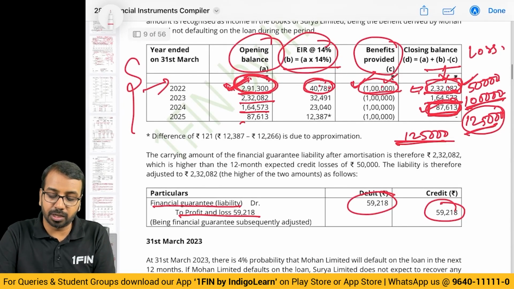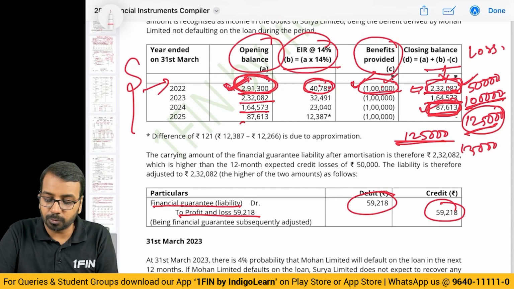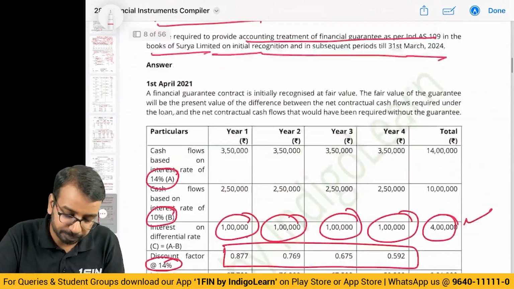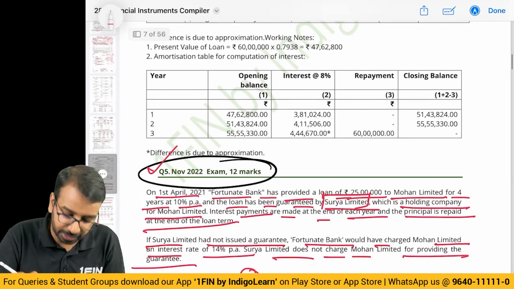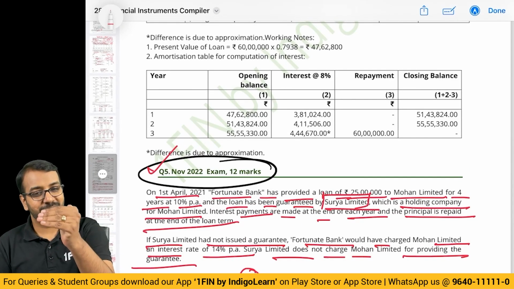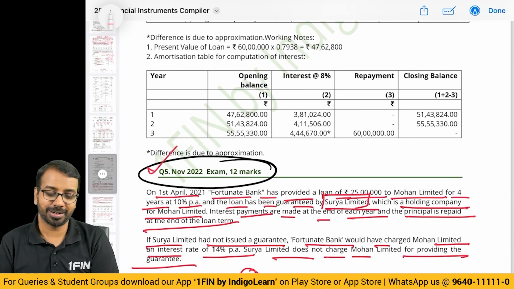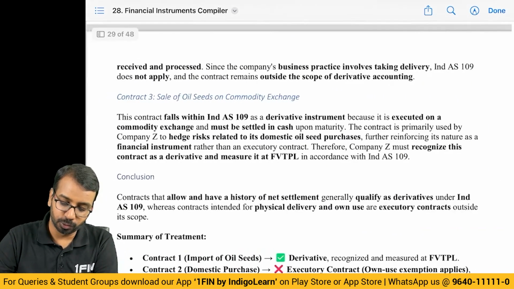In the last year, if there is no default, the entire 1,25,000 will be booked as income. This is a standard question, slightly lengthy, I agree, but if you just remember the steps, you can score 12 out of 12. There cannot be a mistake in this question. So please do this.